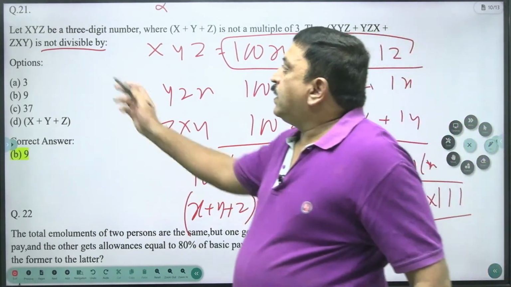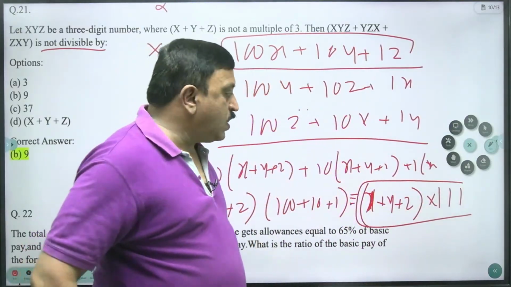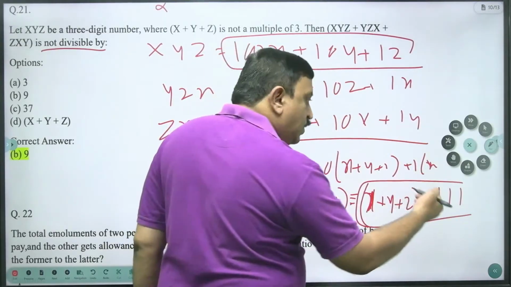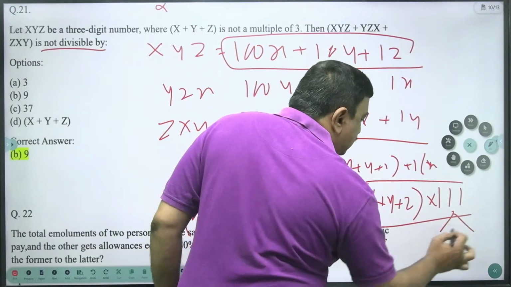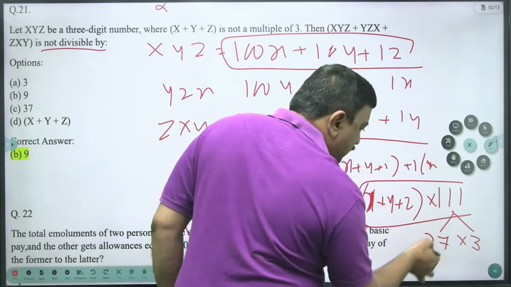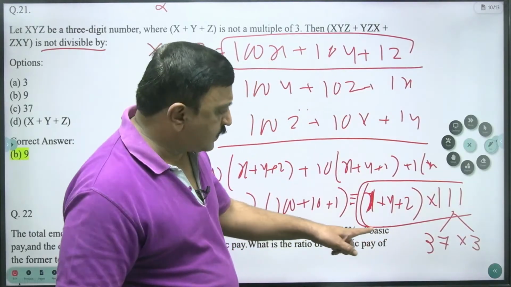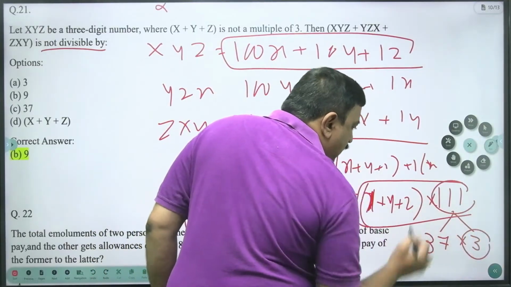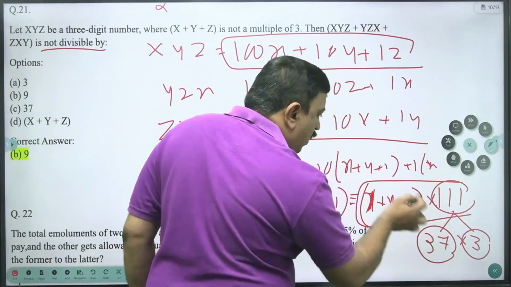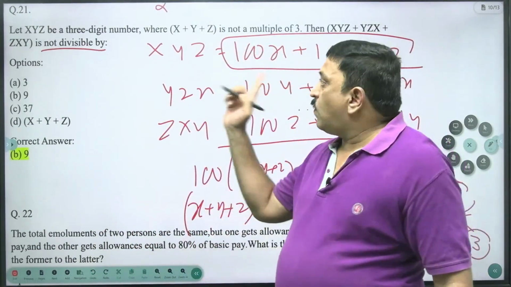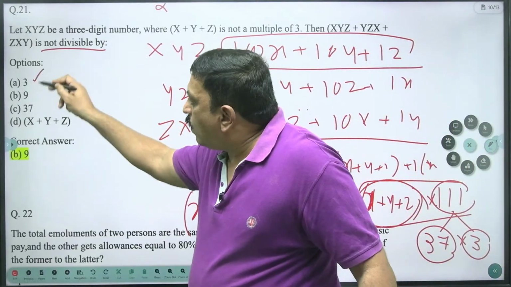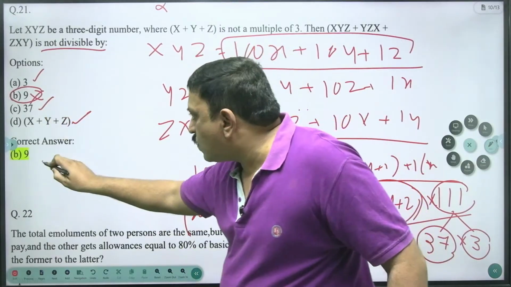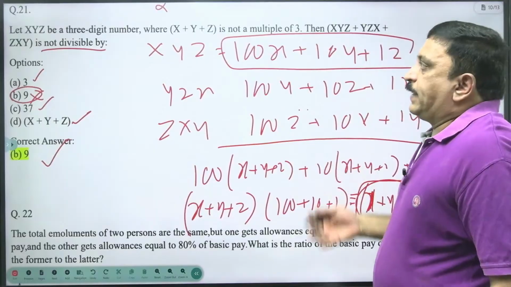Is this number divisible by what they are asking? It can be divisible by x plus y plus z, and it can be divisible by 111. But the beauty of 111 is that it is 37 into 3. 37 threes is 111. So no doubt the number will be divisible by 3, 37 or x plus y plus z. It is not divisible by 9. So your answer is 9. Clear? The next.